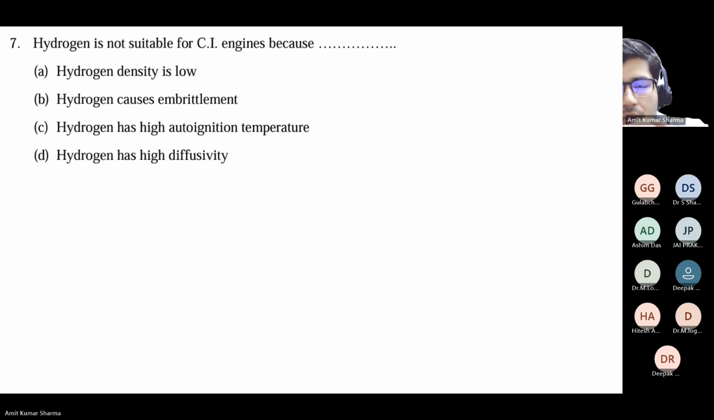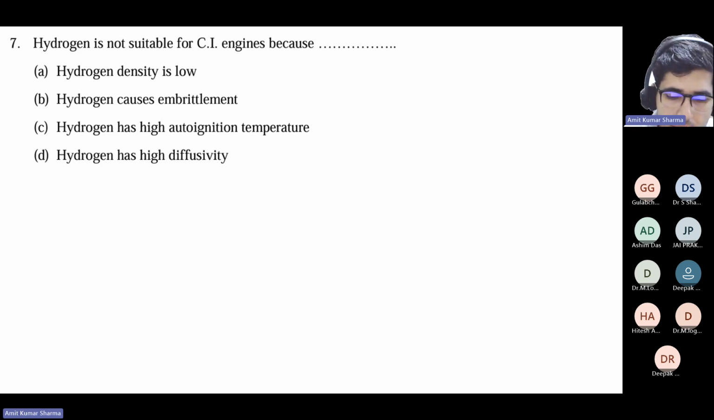Now what is that temperature? Anybody? Roughly about? I think 500. Yes, the auto-ignition temperature of hydrogen is near 500 degrees centigrade. So in a spark engine, the spark is already there, so that can be used to ignite the hydrogen gas. So the correct answer for this is option C.